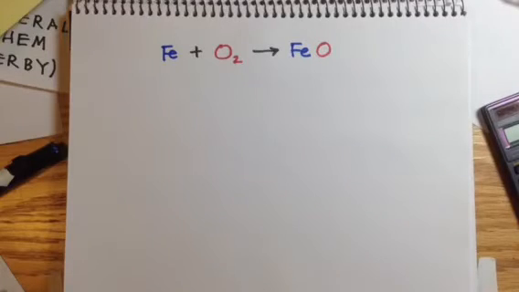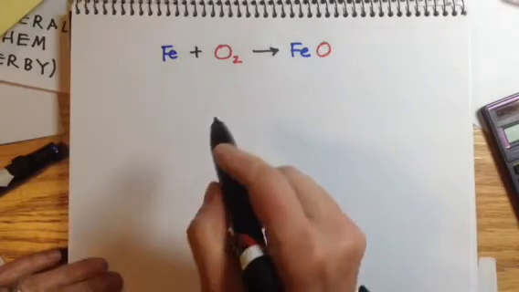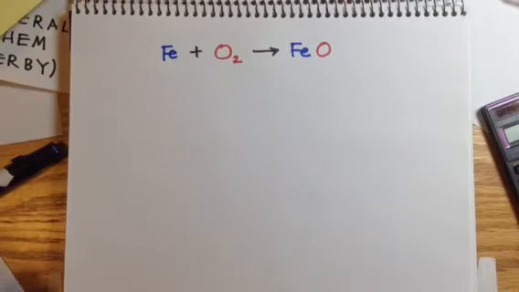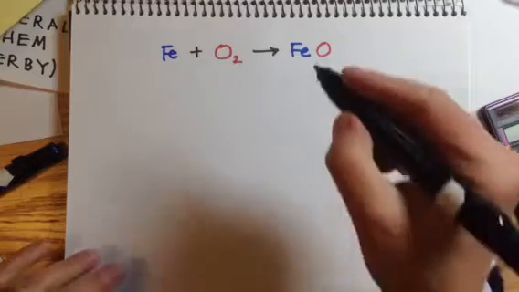Hi, I'm here to do some stoichiometry problems for you. You can see that we're going to do an equation with iron rusting. So iron plus oxygen is going to make rust. The actual formula for rust is Fe2O3.